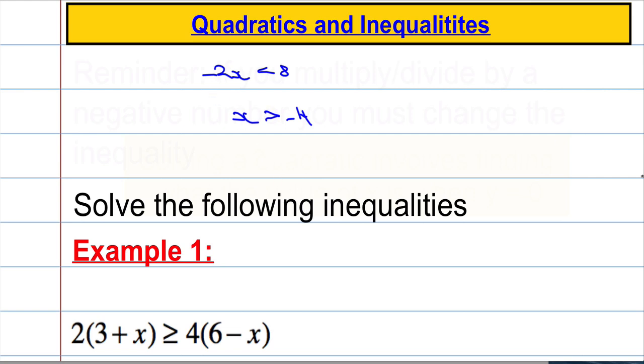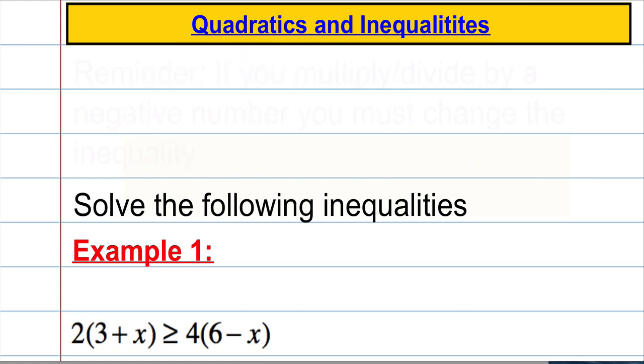Let's see what happens here. I need to choose any value that's bigger than negative 4 for x. Suppose we choose x equal to negative 3. We get negative 2 times negative 3, which gives me positive 6, and positive 6 is indeed less than 8. And you'll find any value that's bigger than negative 4 will satisfy the inequality.